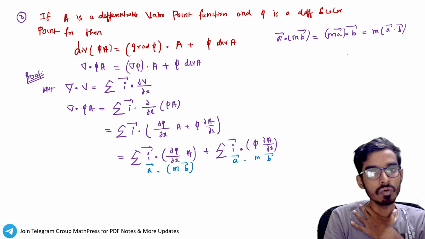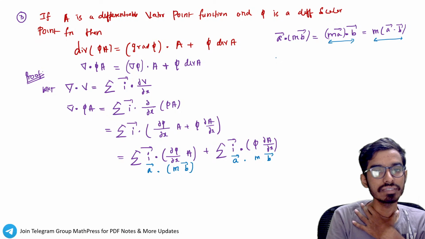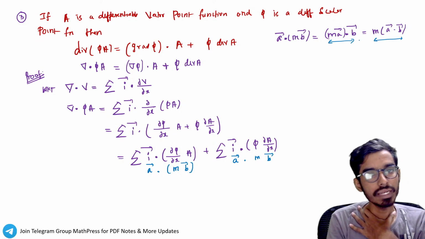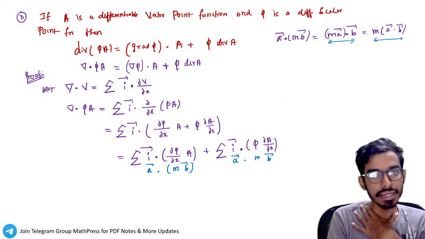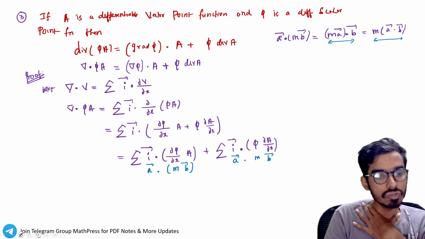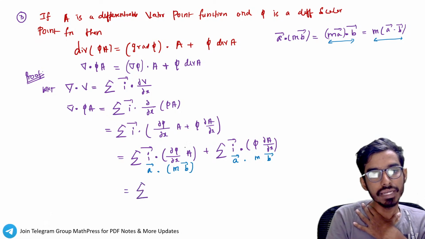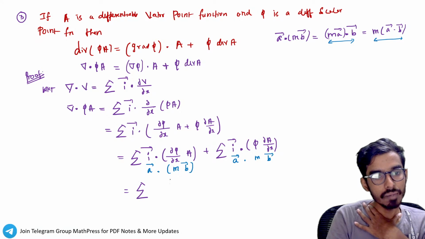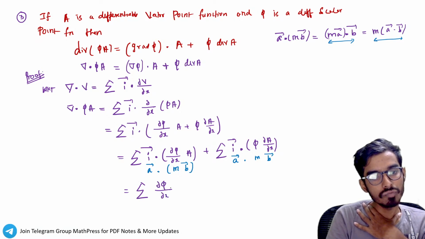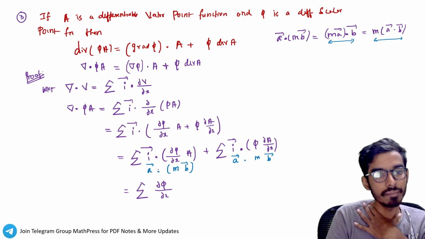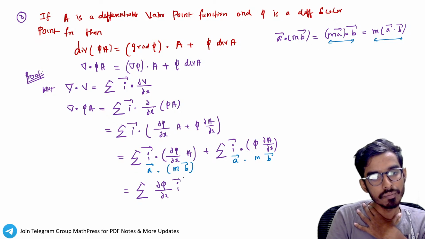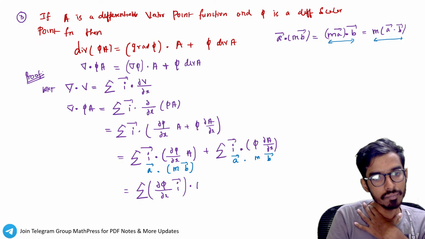Now here I'm going to make use of this, and here I'm going to make use of this, right? Because A dot mB is the same as mA dot B, and that is the same as m into A dot B. So this will be summation of mA dot B. What is mA? The normal multiplication, m into A, dot B, plus summation.